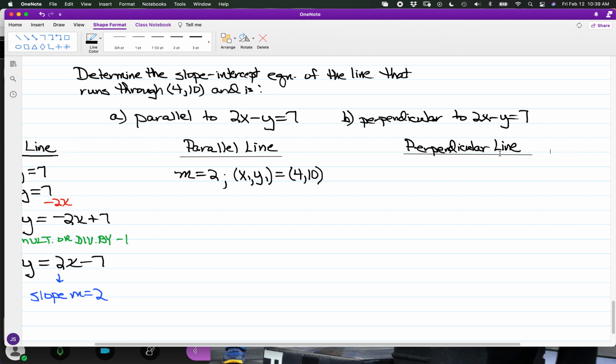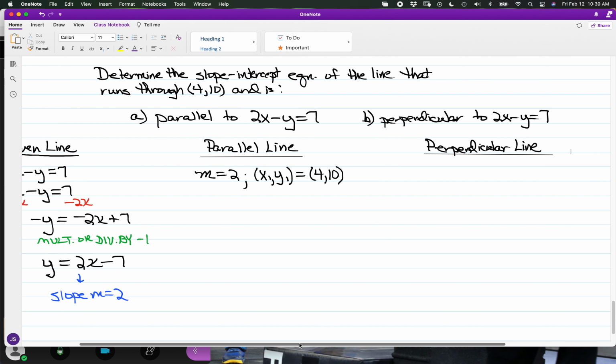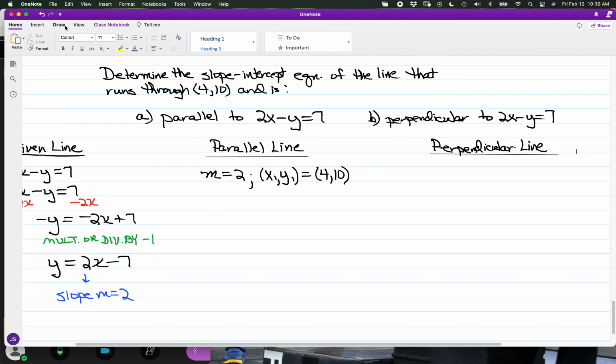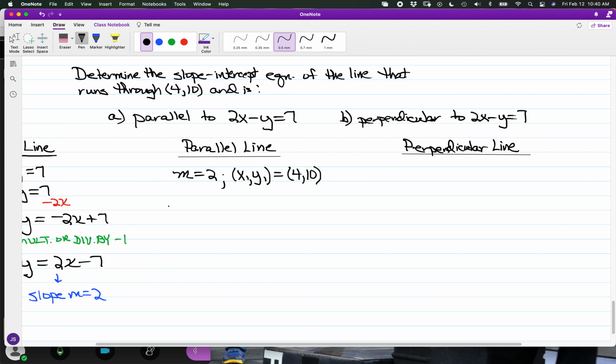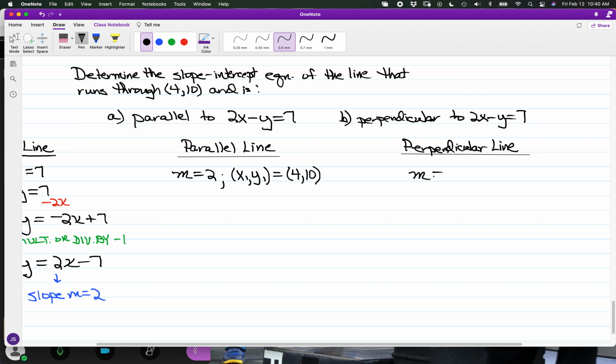Okay, and again, perpendicular lines will have opposite sign, reciprocal valued slopes. So for the perpendicular, while the parallel has the same slope of 2, the opposite sign reciprocal of 2 is going to be minus 1/2. And the perpendicular line, just like the parallel, is also going to pass through (4, 10).